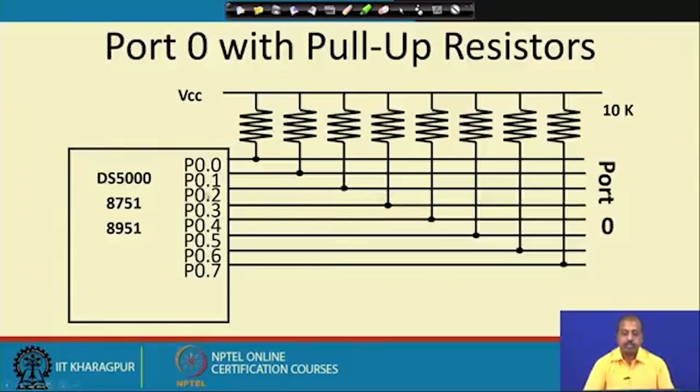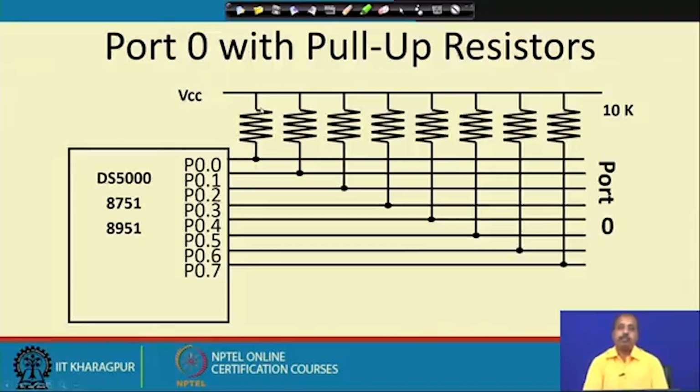Port 0 has some additional features. It is basically an open drain port. So you need to connect external resistances to port 0. 10 kilo ohm resistances are to be connected. They are actually an open collector or open drain type of connection, so you should connect these resistances externally.